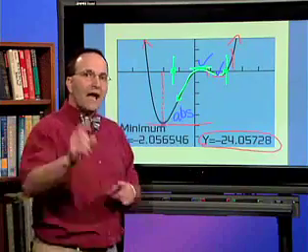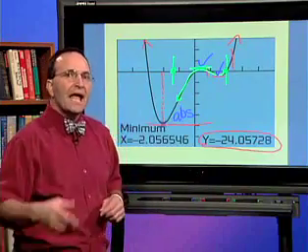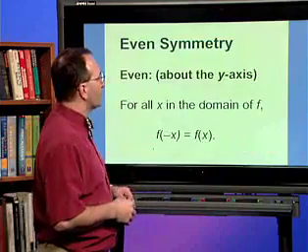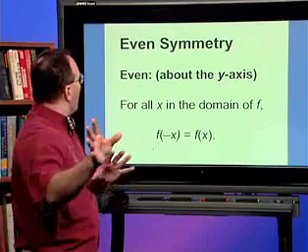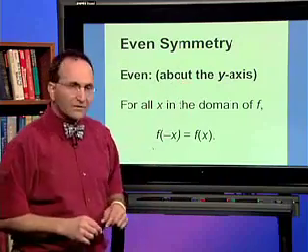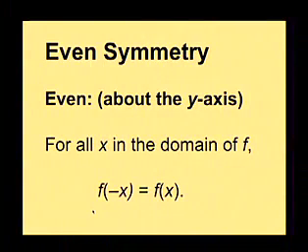All right. Well, now we're going to take a look at symmetry. And again, looking at graphs is a great way to first approach symmetry. So we have even symmetry about the y-axis. For all x in the domain of f, if f of negative x equals f of positive x, then this will display even symmetry about the y-axis.